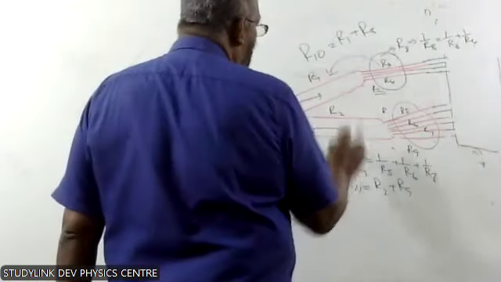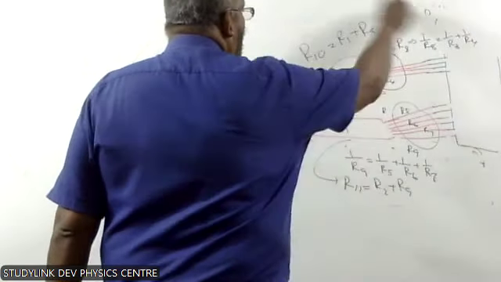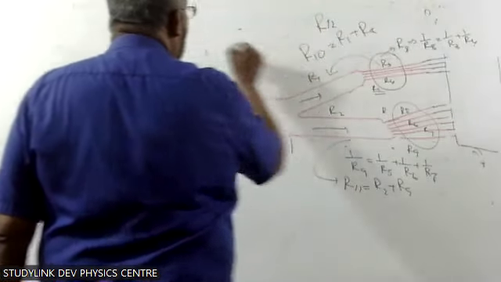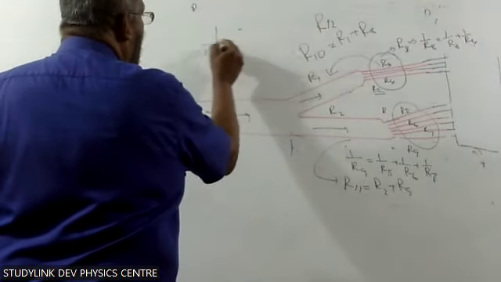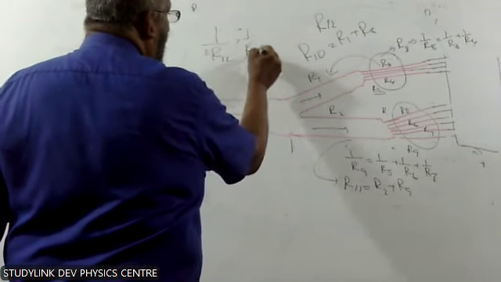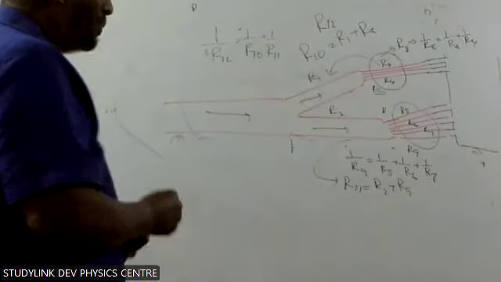Here you get two tubes. Then the total R is concerned as R12. So again parallel. 1 over R12 is equal to 1 over R10 plus 1 over R11. Like that you have to do.